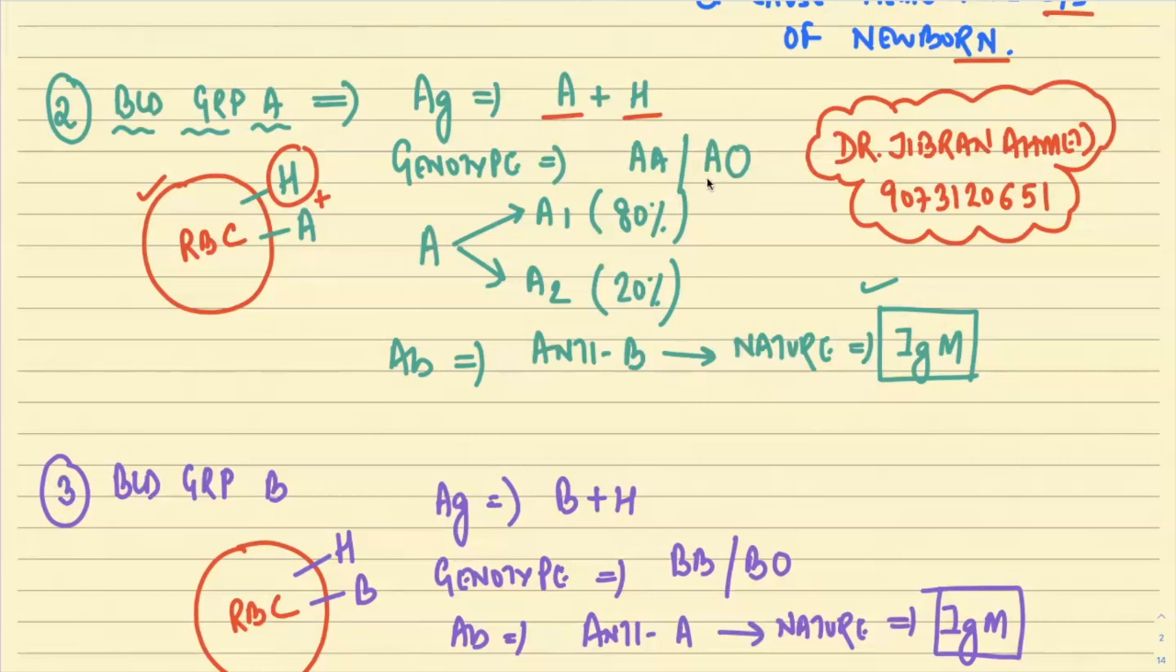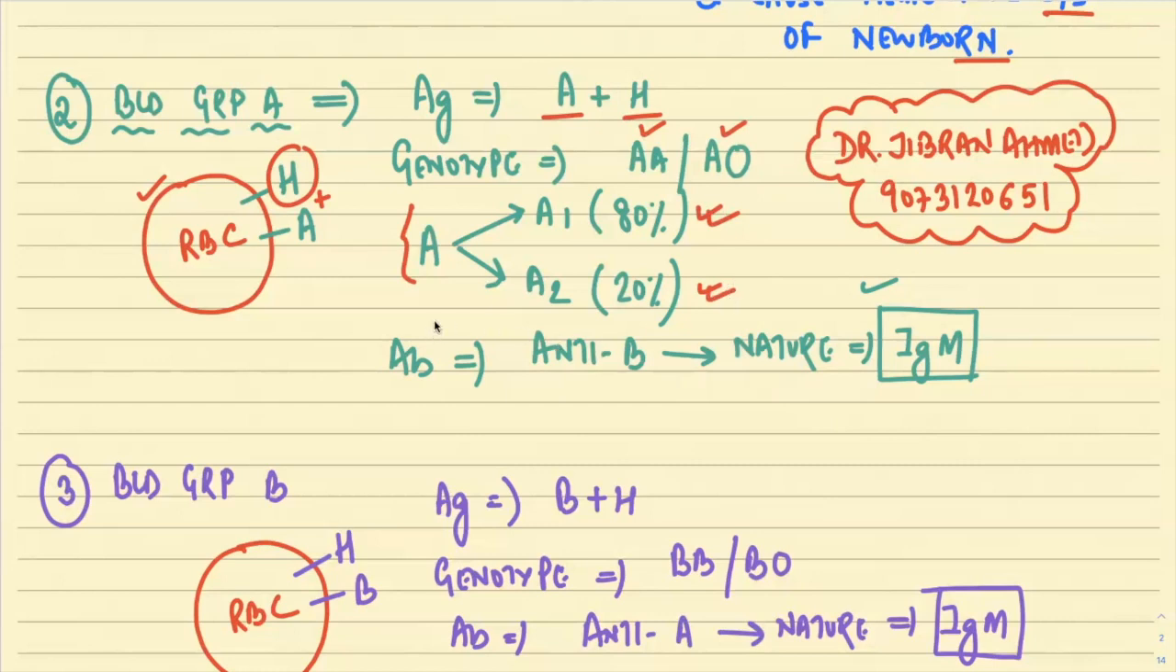The genotype can be AA as well as AO. Both genotypes are possible. Now, this A antigen is of two types, because of which we have two different blood groups. You can have A1 as well as A2. Predominantly, around 80% of us who have group A have the A1 blood group, whereas some of us have A2 blood group.